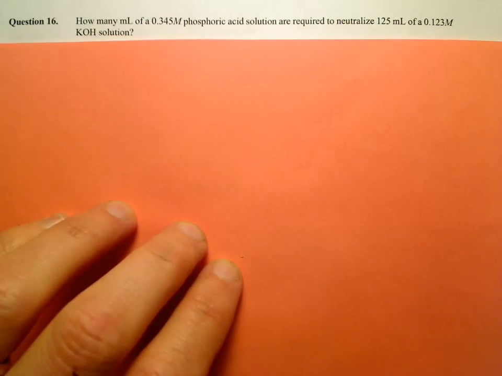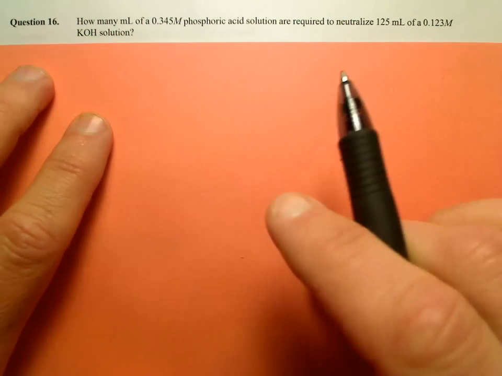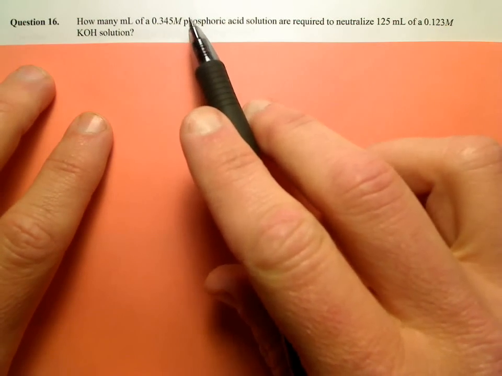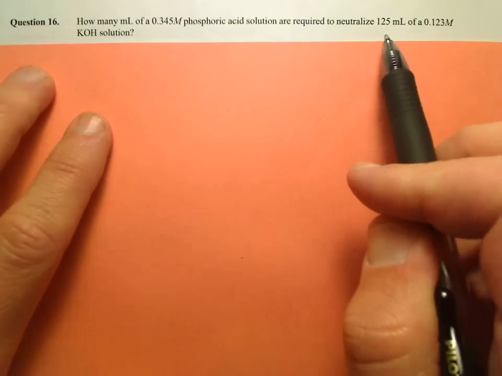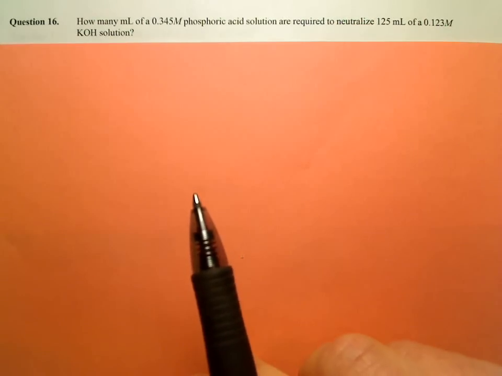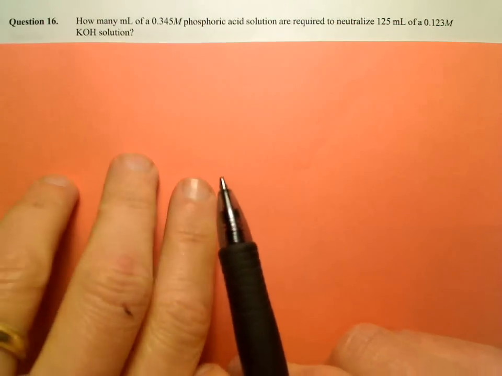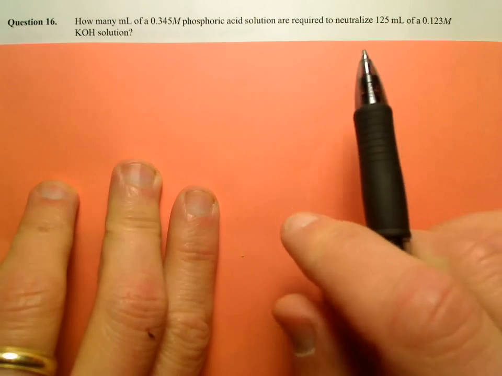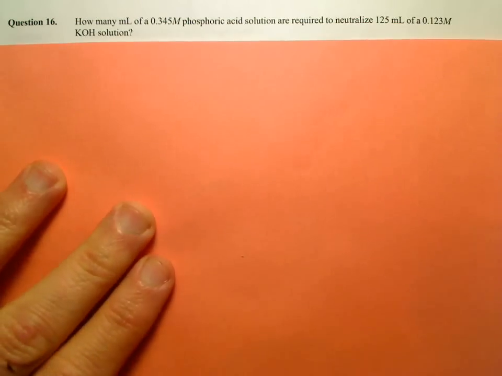Alright, let's combine stoichiometry with some molarity business. How many milliliters of a 0.345 molar phosphoric acid solution are required to neutralize 125 milliliters of a 0.123 molar KOH solution? Well, key word here, neutralize. Remember, neutralize, react. These are all things that tell us, hey, I need a balanced equation.